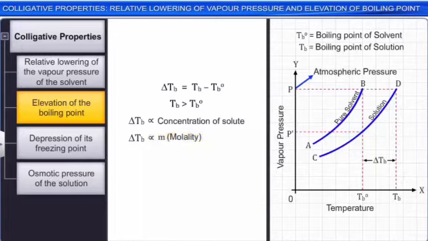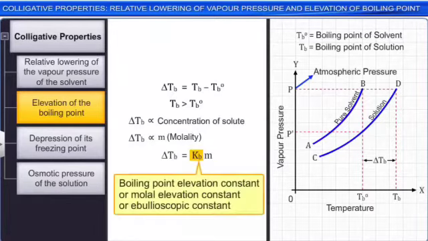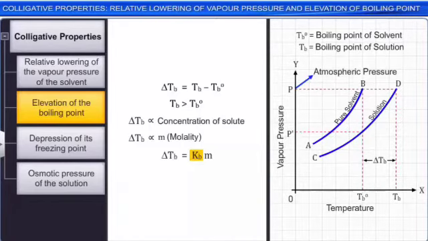Or delta Tb is equal to Kb multiplied by m, where Kb is known as the boiling point elevation constant or molar elevation constant or the ebullioscopic constant. Molar elevation constant is defined as the elevation in the boiling point when 1 mole of a solute is dissolved in 1 kilogram of a solvent. Thus, the unit for molar elevation is Kelvin kg per mole.